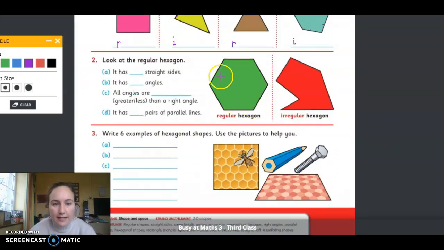Okay, we're going to look at a hexagon here, and you need to count how many sides it has. And there are the sides. You need to count up how many sides. Then you need to count how many angles. So here, here, all your angles, here and here.